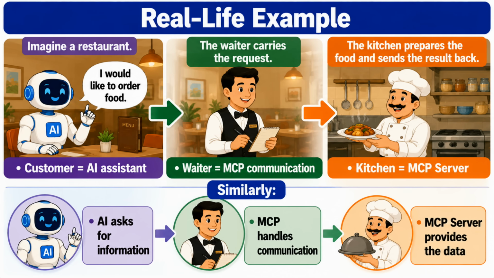Now we will see a real life example. Imagine a restaurant. The customer is the AI assistant. The waiter is the MCP communication layer. The kitchen is the MCP server. The customer asks for food. The waiter carries the request. The kitchen prepares the food and sends the result back. In the same way, AI asks for information. MCP handles the communication. The MCP server provides the data.